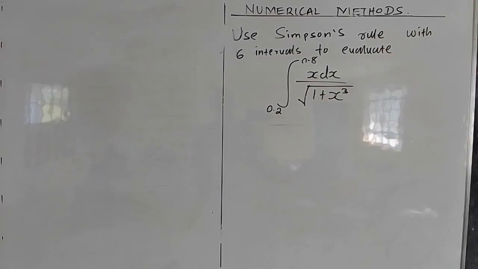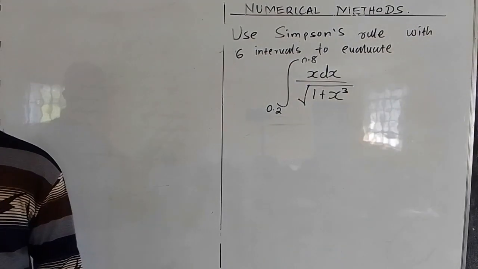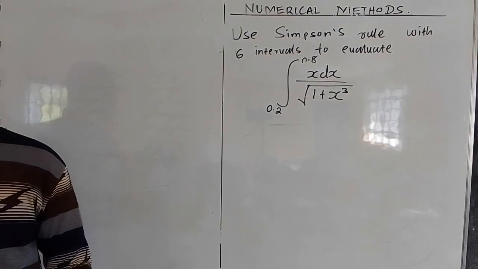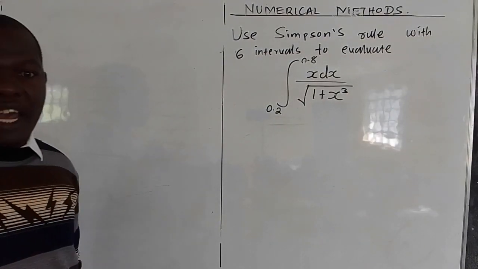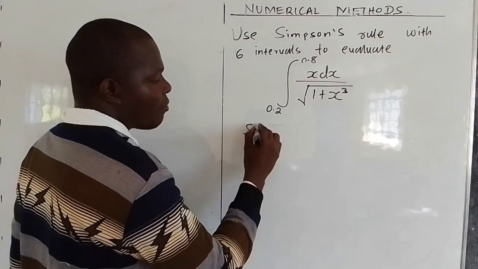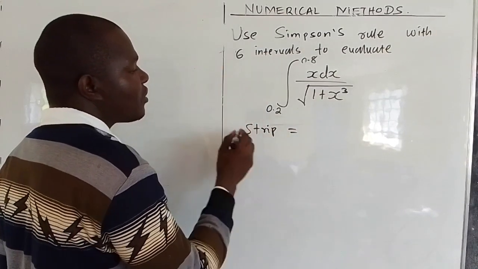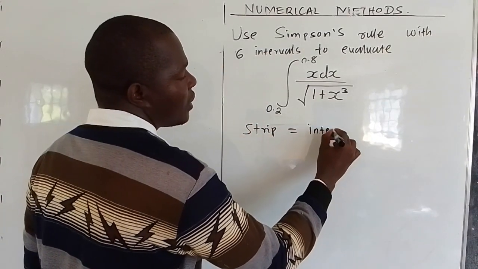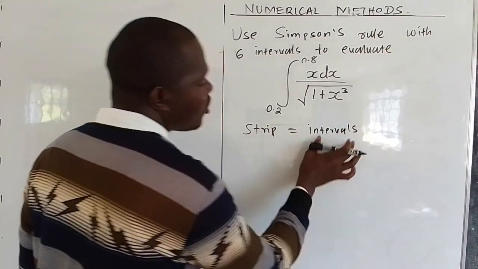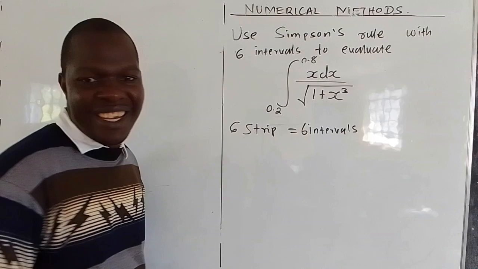Next case, you've been told to use Simpson's rule with 6 intervals to evaluate that integral, isn't it? So Simpson's rule is just an extension of the trapezoidal rule, isn't it? And one thing we showed is that the number of strips was the same as the number of intervals, because each interval is a strip. So when there are 6 intervals, meaning there are 6 strips, isn't it?